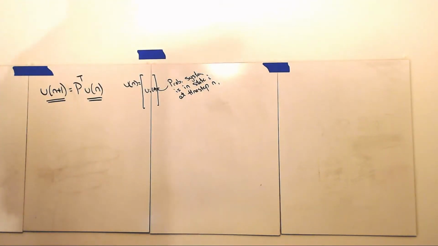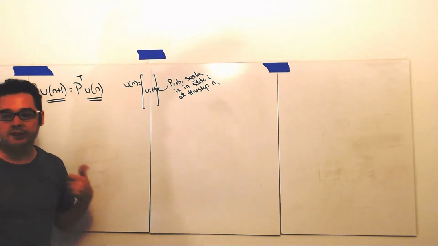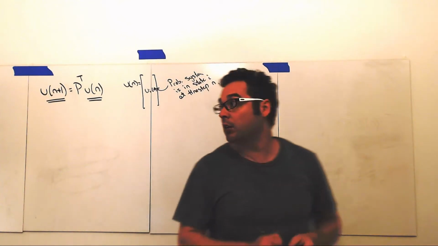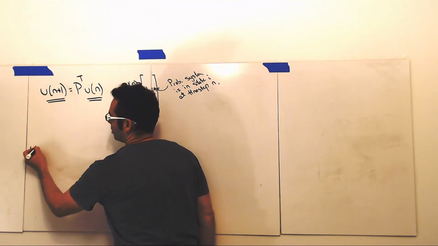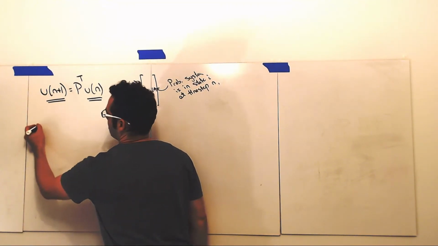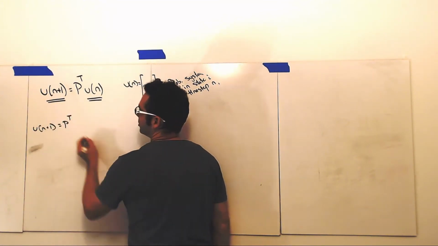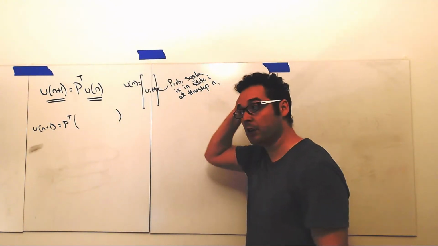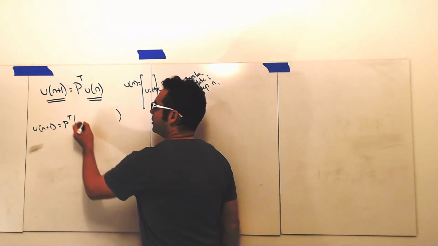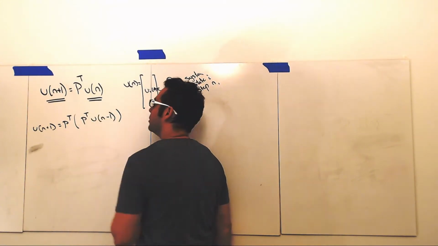All right. Now this equation is actually very useful because it can be generalized without having to go one step at a time. So how do we do that? Well, we can sort of take it and work backwards. So one thing that we can do is we can say, well, u of n plus 1 is equal to p transpose, and instead of u of n here, we're going to say, well, we know u of n is equal to p transpose times u of n minus 1.